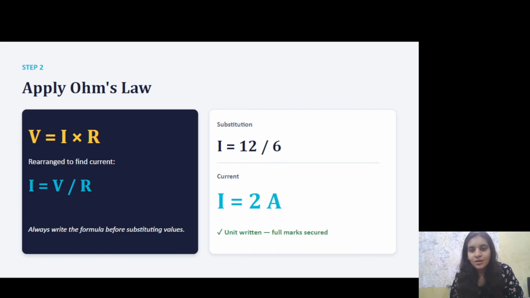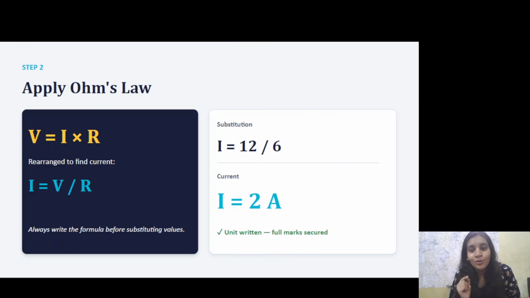Alright, once I know what I have to do, my next step would be to apply Ohm's law. I hope you all know about Ohm's law till now. Ohm's law states V is equal to I into R, right? So in order to find the current, I will divide the voltage by the resistance of the circuit. If I place the values in the placeholders, 12 by 6, I get the current I is equal to 2 amperes. Wow, that was pretty easy.